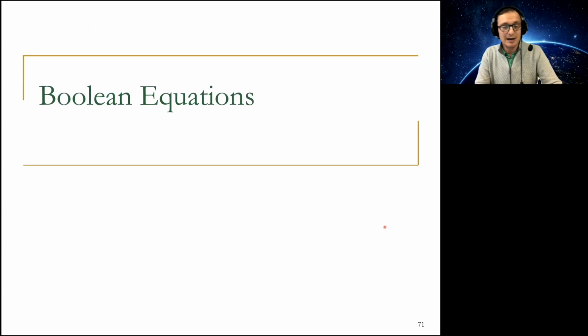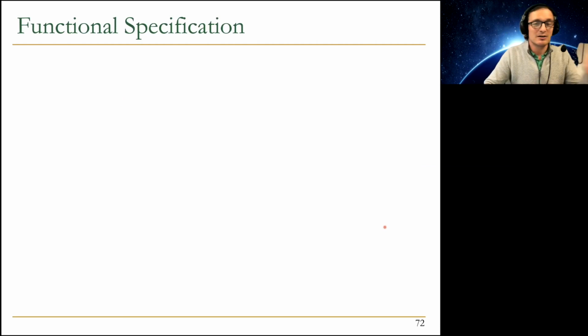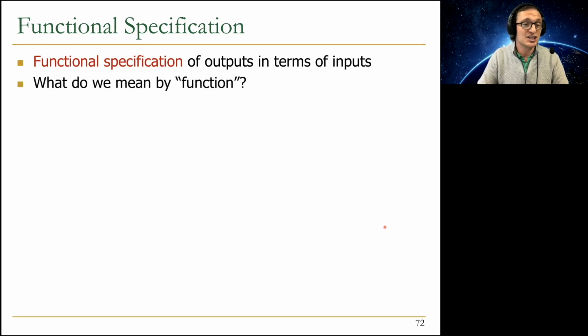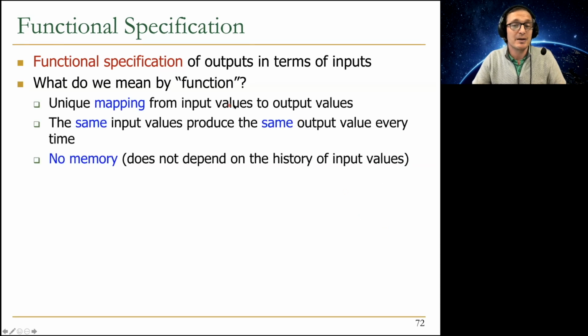Now, let me cover Boolean equations relatively quickly, since many of you have been exposed to it. So essentially, Boolean equations enable us to functionally specify outputs in terms of inputs. What do we mean by function? Function is a unique mapping from input values to output values. The same input values produce the same output value every time. And we don't have memory because we're dealing with combinational logic right now. Basically, the output values do not depend on the history of input values.